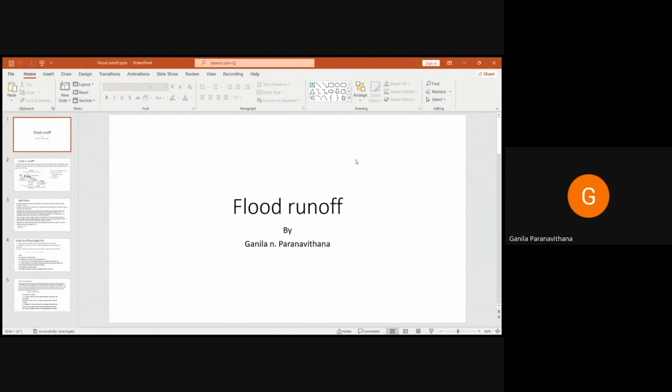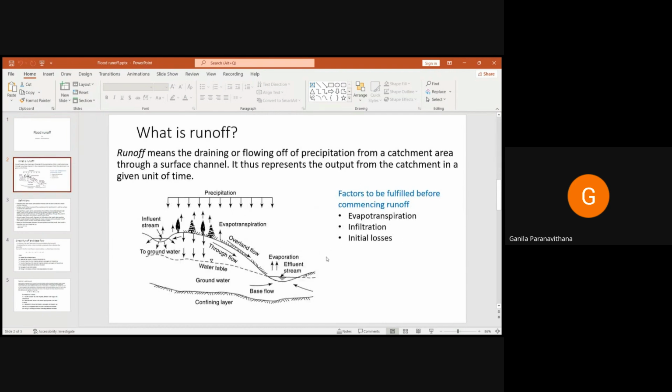Okay. Now today we are moving into a new section. We are going to first study about flood runoffs. Then after that we are going to study a very important tool called hydrographs. Now I think we have briefly touched on the runoff. Today we are going to talk in a little more detail about the runoff.